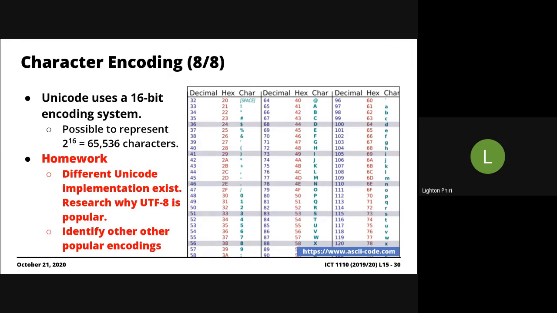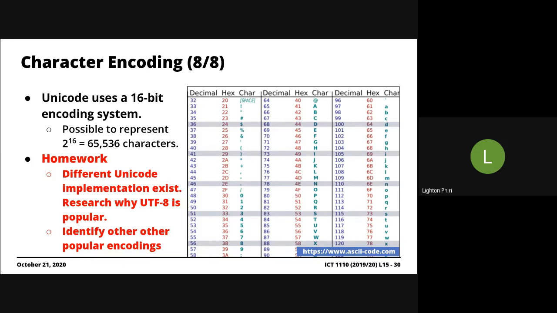right? It turns out that one of the reasons why Unicode is used as an alternative to ASCII, for instance, is because it can be used to represent characters in these other languages, right? Now, we've always left this as homework.